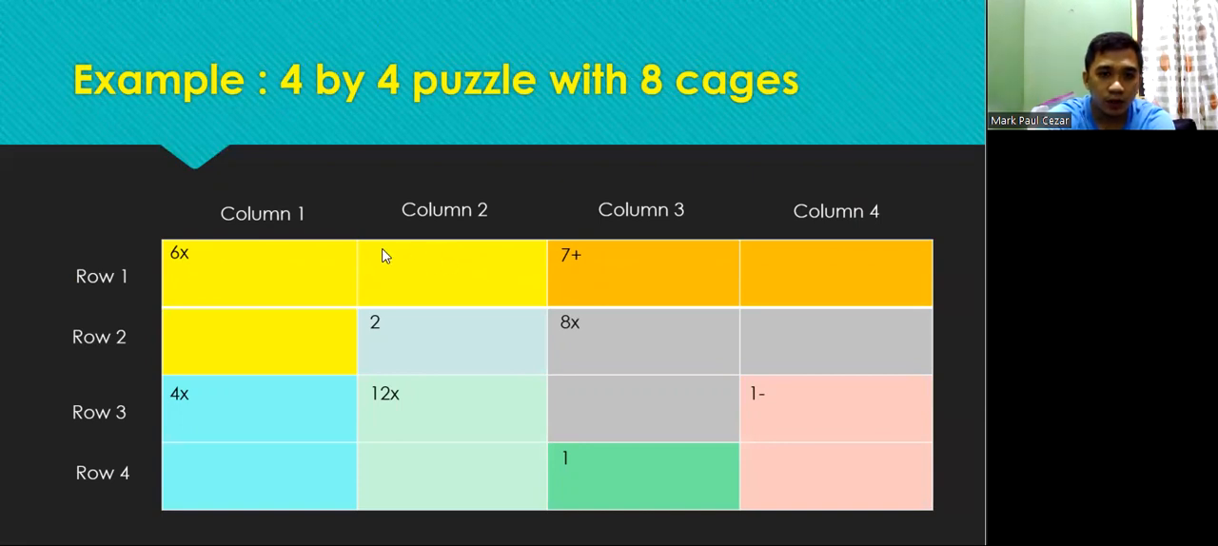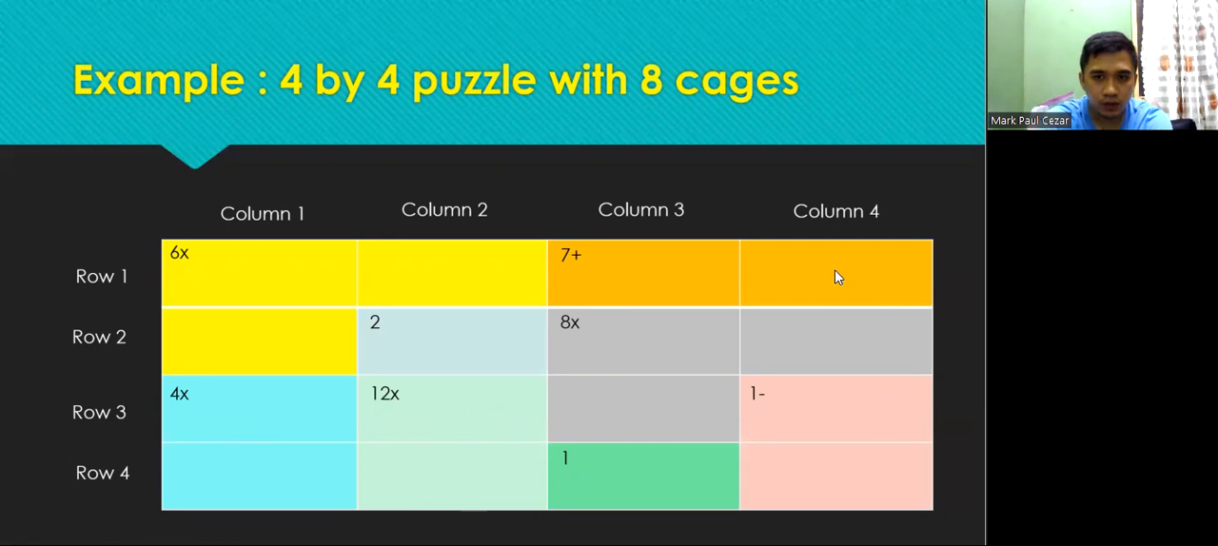Here also, we are going to identify the cages for each target number. The cage for this target number is these 3 boxes. For this target number, we have this cage composed of 2 boxes. We have here the target number and the mathematical operation indicated, and the cage is composed of 2 boxes also.